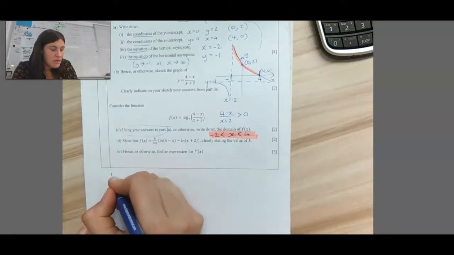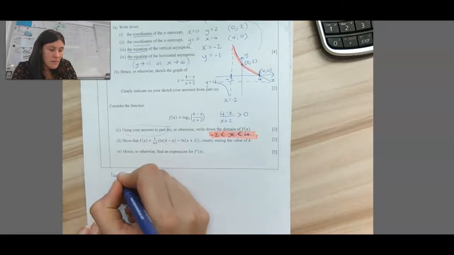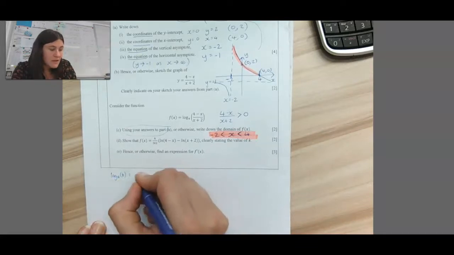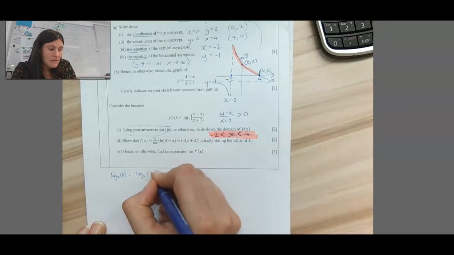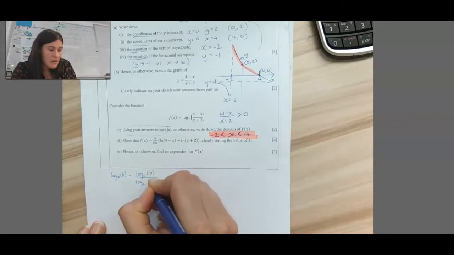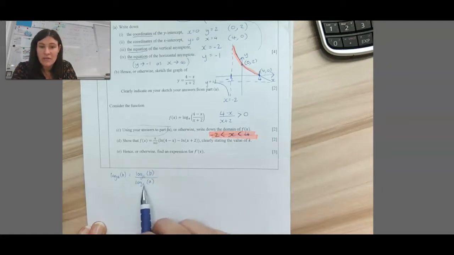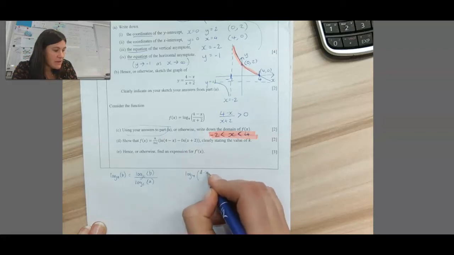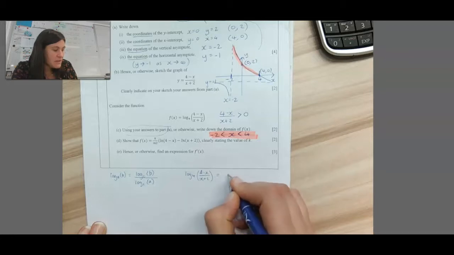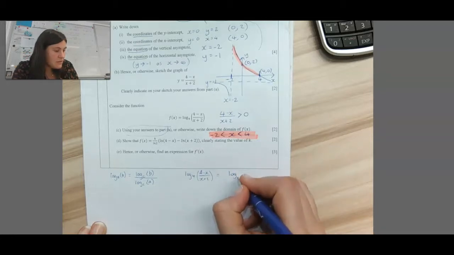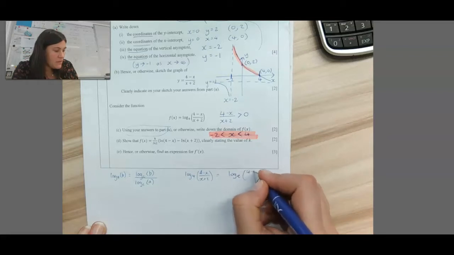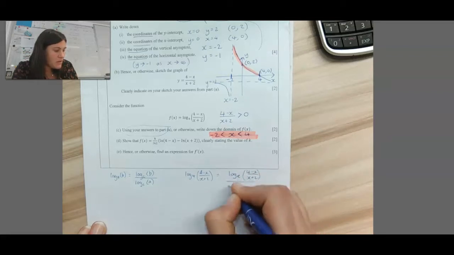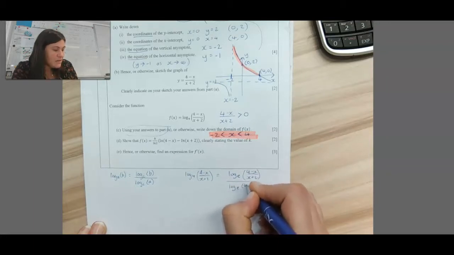The first log rule that I'm going to use is that if I've got log base A of B, I can pick a new base C: that is log base C of B over log base C of A. This is our change of base rule. Now specifically I'm going to choose log base e, also known as ln. So taking log base 4 of (4 minus x over x plus 2), I'm going to say that's log base e of (4 minus x over x plus 2) over log base e of 4.